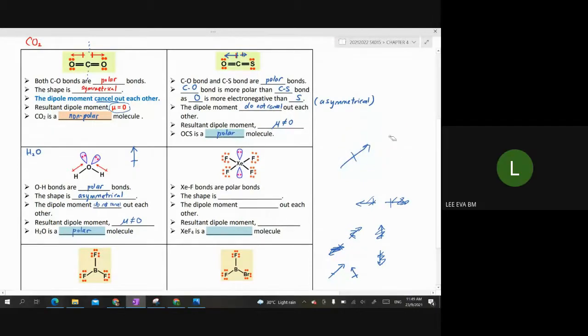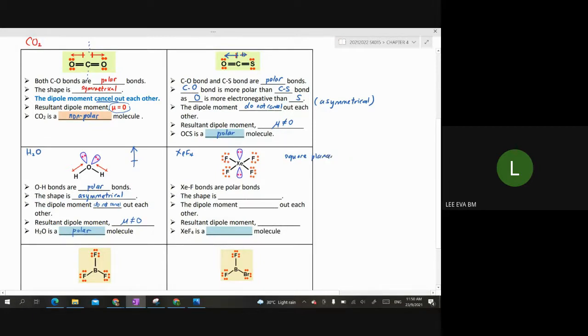Okay, for your next example is XeF4. So XeF4, you have the Lewis structure, including the shape, looks like a square planar, because there are 2 lone pairs and 4 bonding pairs. So this one is a square planar, yeah?